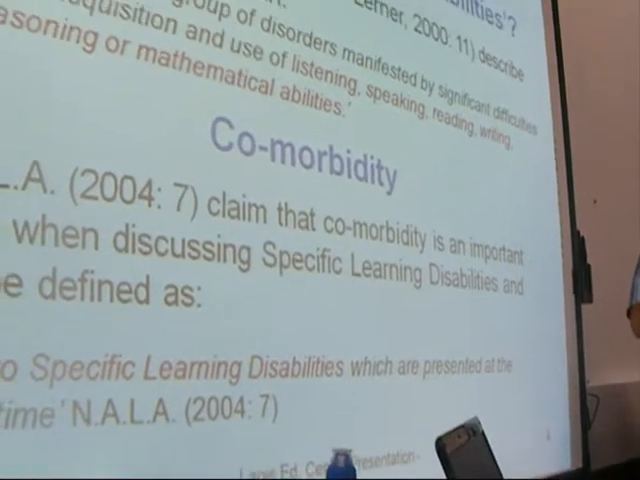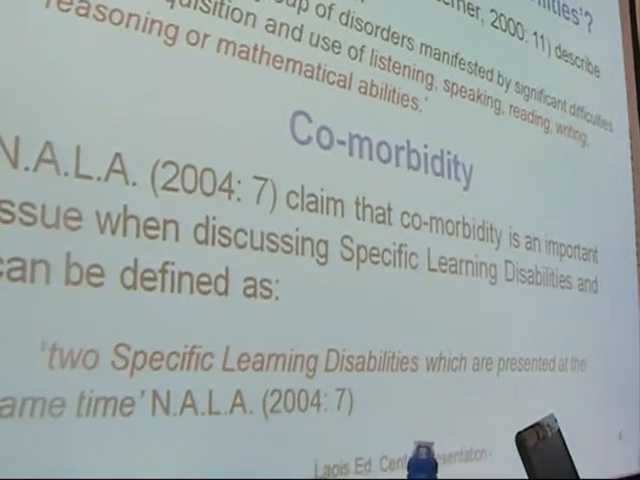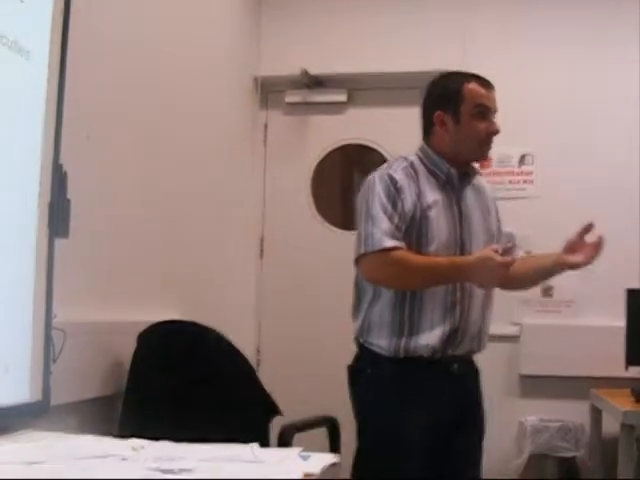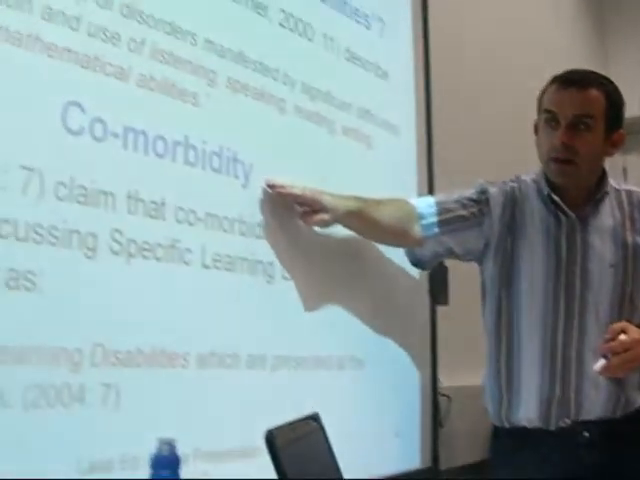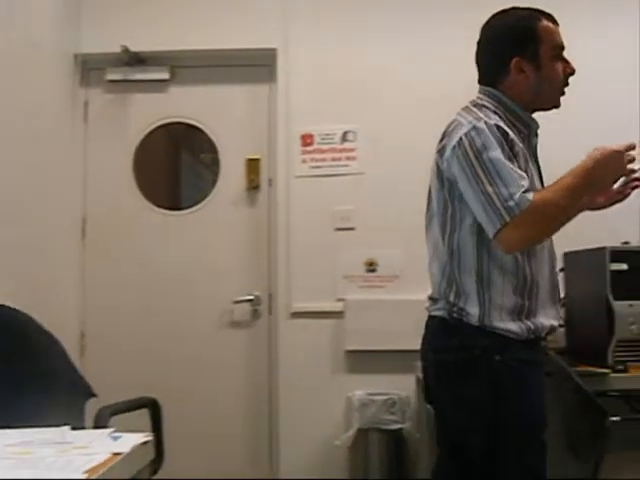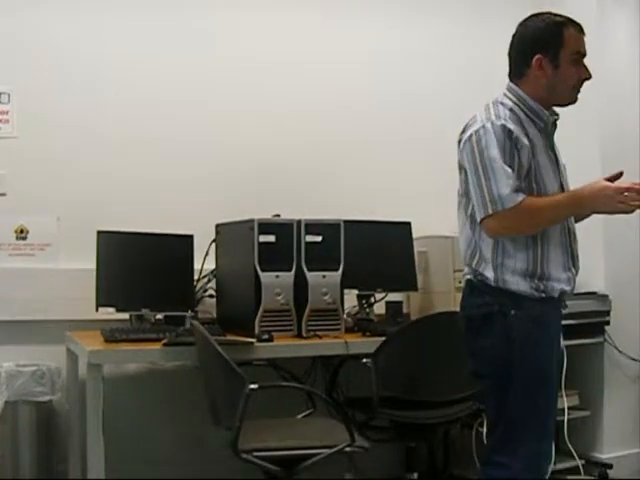And it can relate to any type of learning difficulty, be it dyslexia, dyspraxia, autism, Asperger's syndrome, Tourette's syndrome, so forth. Then you have this concept called comorbidity. And in layman's terms, what comorbidity refers to is where two particular types of learning difficulties exist at the one time.